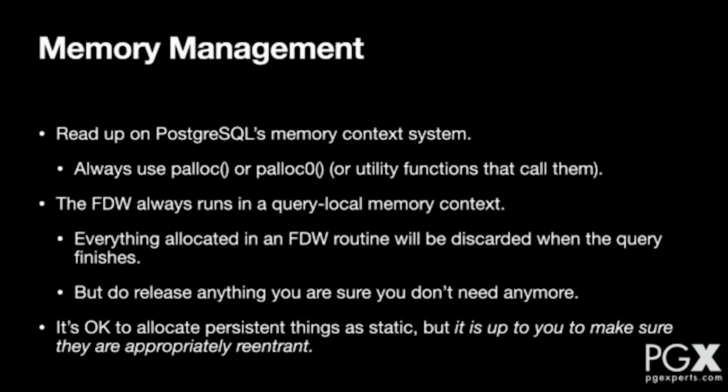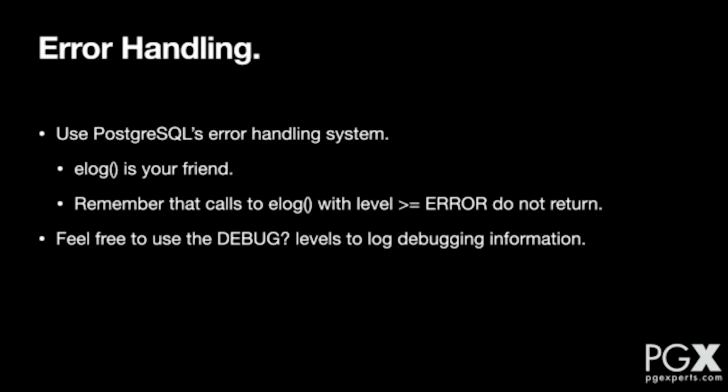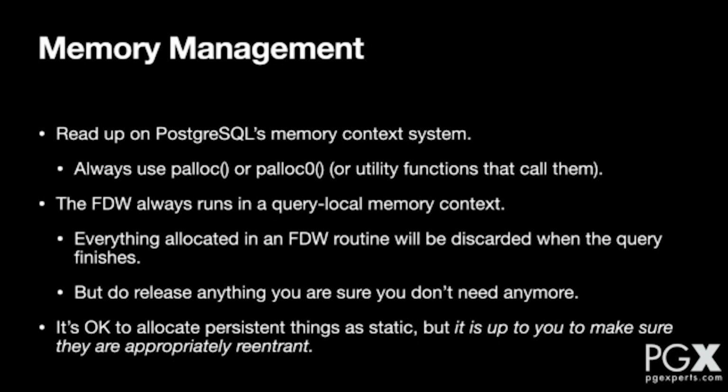The nice part about this is that when you're running inside a foreign data wrapper, you're running inside of a memory context that's specific to the query you're executing. And when that query finishes, Postgres just throws away the whole memory context. So memory leak problem solved, more or less. You can still leak memory, but you have to work a little bit harder at it. Do release stuff you don't need anymore, just as a matter of hygiene.